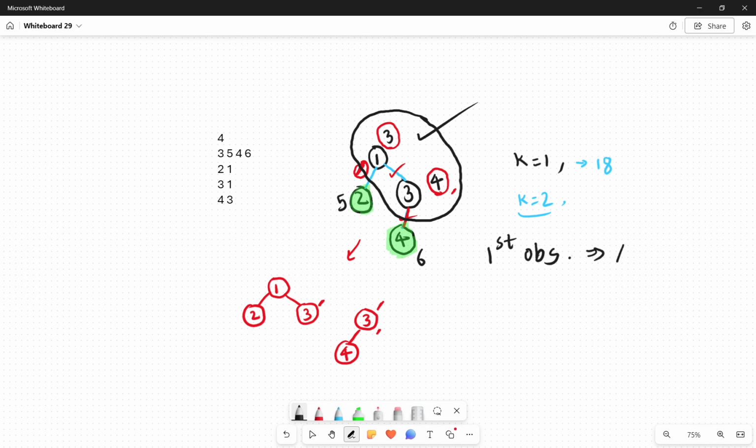So the answer depends only on non-leaf nodes.